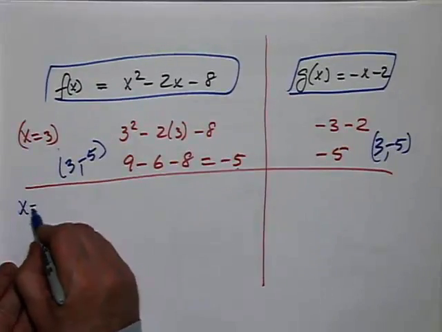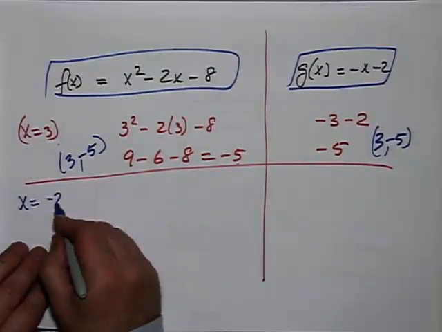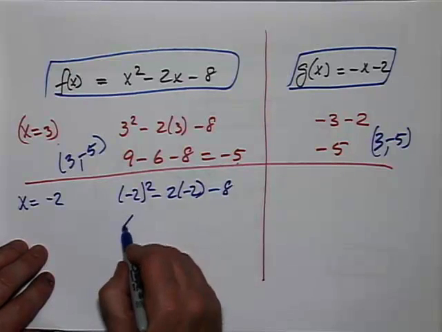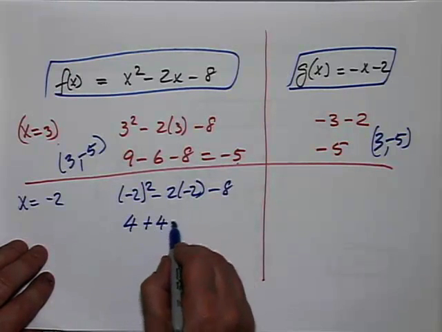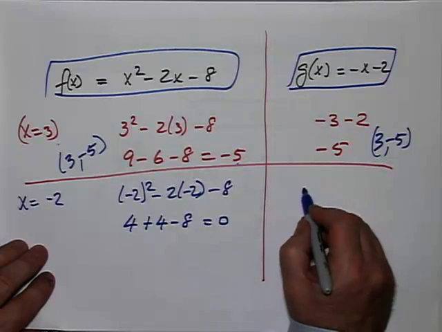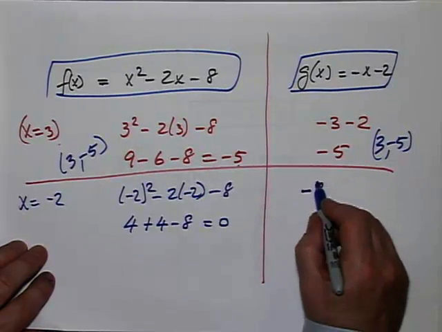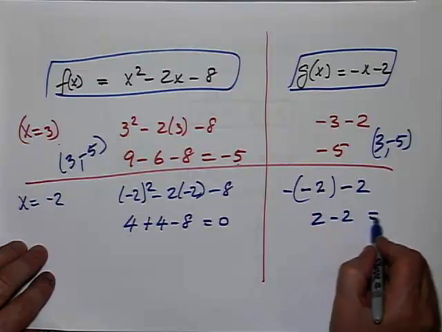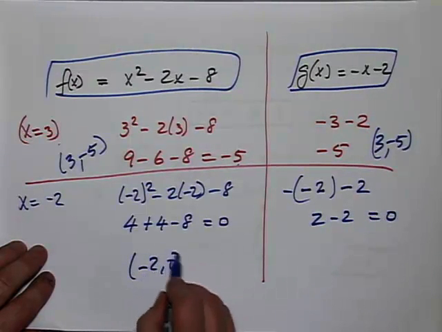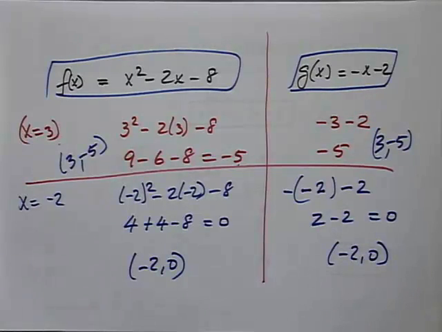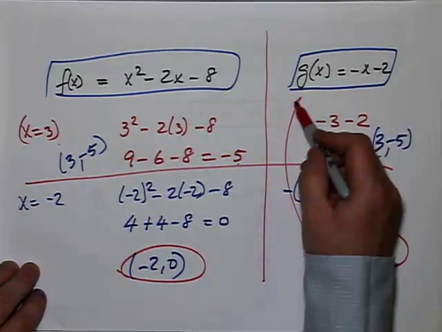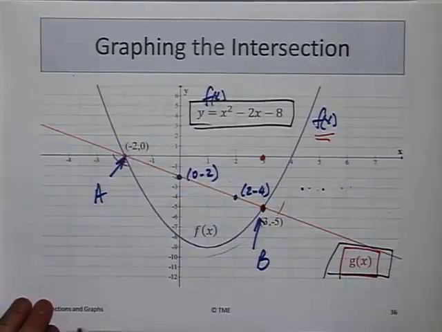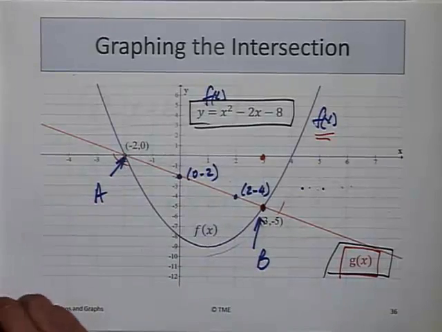What about x is minus 2, the other answer we got. We get minus 2 squared minus 2 times minus 2 minus 8. 4, minus by minus is plus, minus 8 is naught. Here we get minus 2. Well, it's minus 2, remember, because it's minus x minus 2. 2 minus 2 is naught. Looks like we end up with (minus 2, naught) here, (minus 2, naught) here. This point is on g(x), this is on f(x), but it's the same point. This point is on both. So we have found the intersection of the two curves.